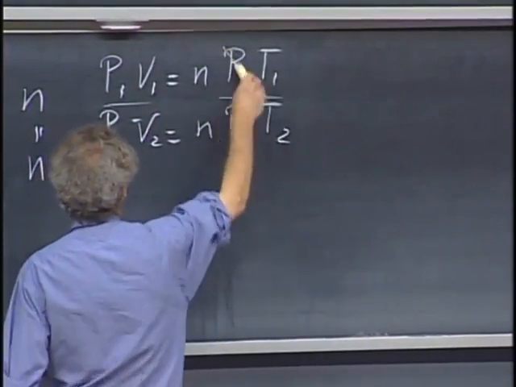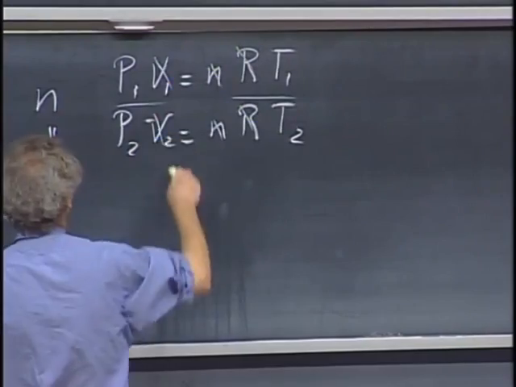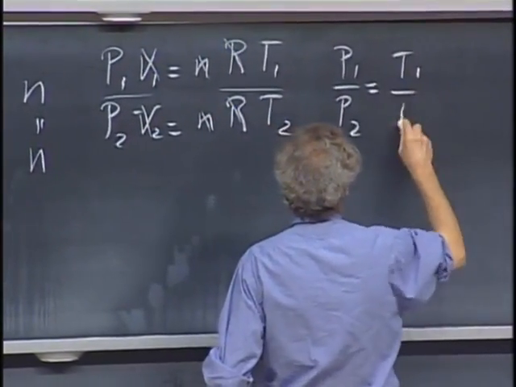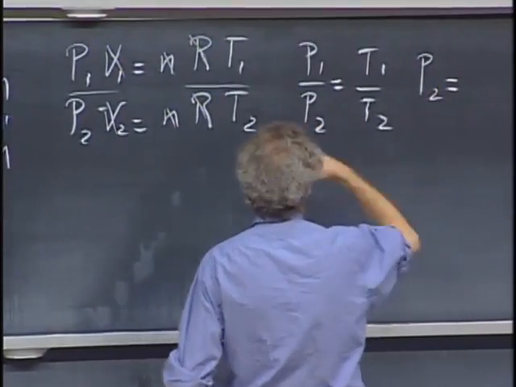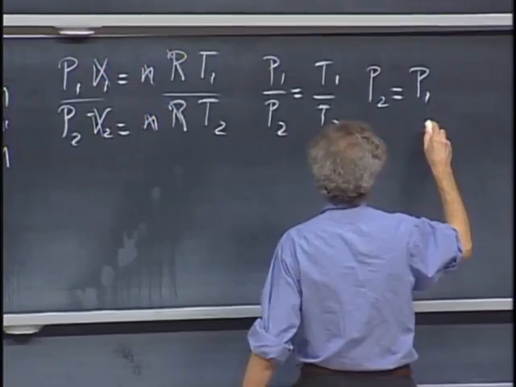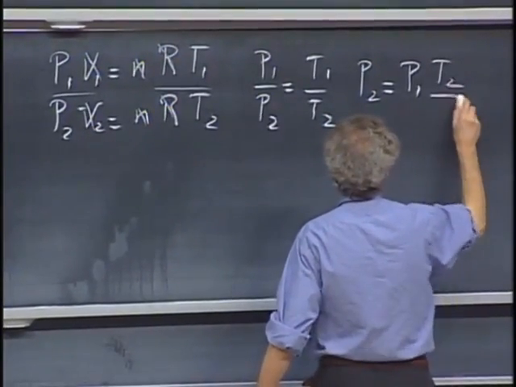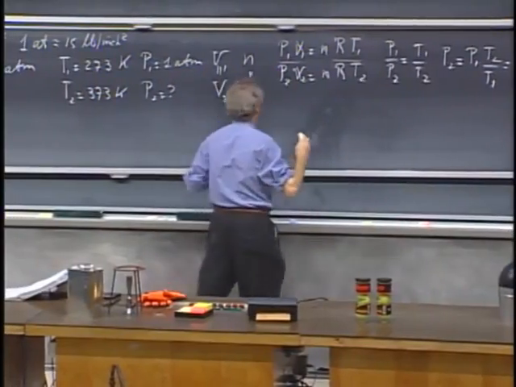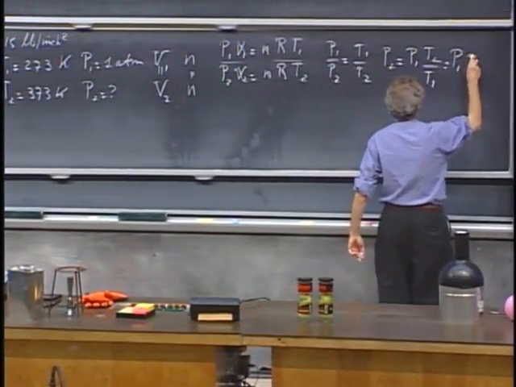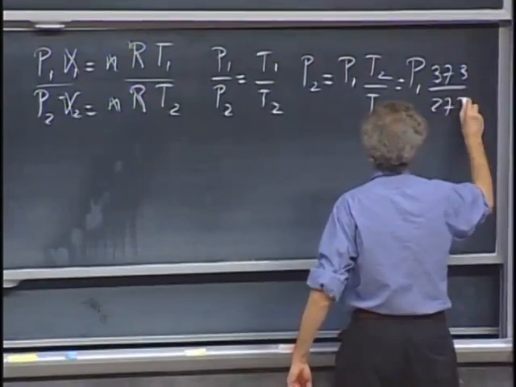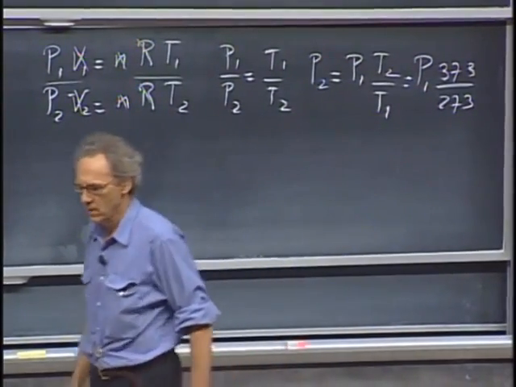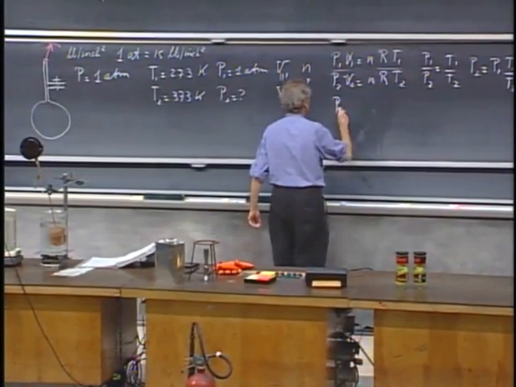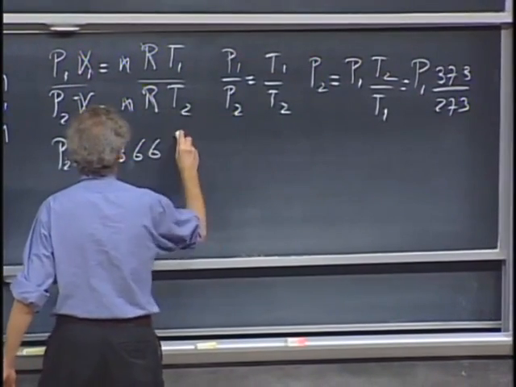I divide these two equations, lose my n and my R. We agreed that the volume was the same, and so we find that P1 divided by P2 equals T1 divided by T2, or the pressure P2, which is our goal, equals the 1 atmosphere pressure, which is P1, times T2 divided by T1. T2 is 373, T1 is 273, so it is 1 atmosphere times 373 divided by 273. That's what the gas law predicts. And that ratio is 1.366. So P2 is then 1.366 times 1 atmosphere.